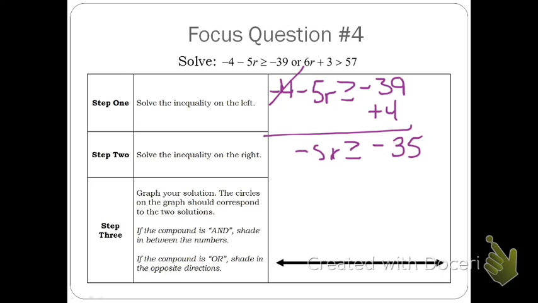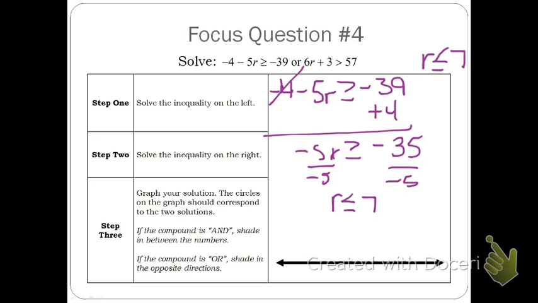Now I still need to get that r by itself. I have a negative 5 that's beside it, so I have to divide by negative 5. Divide by negative 5. What do you need to remember to do when you divide by a negative number? Hopefully you said change the direction of the inequality. So negative divided by a negative is a positive. 35 divided by 5 is 7. So that's one of my endpoints. Now I'm going to write that up at the top here. R is less than or equal to 7.